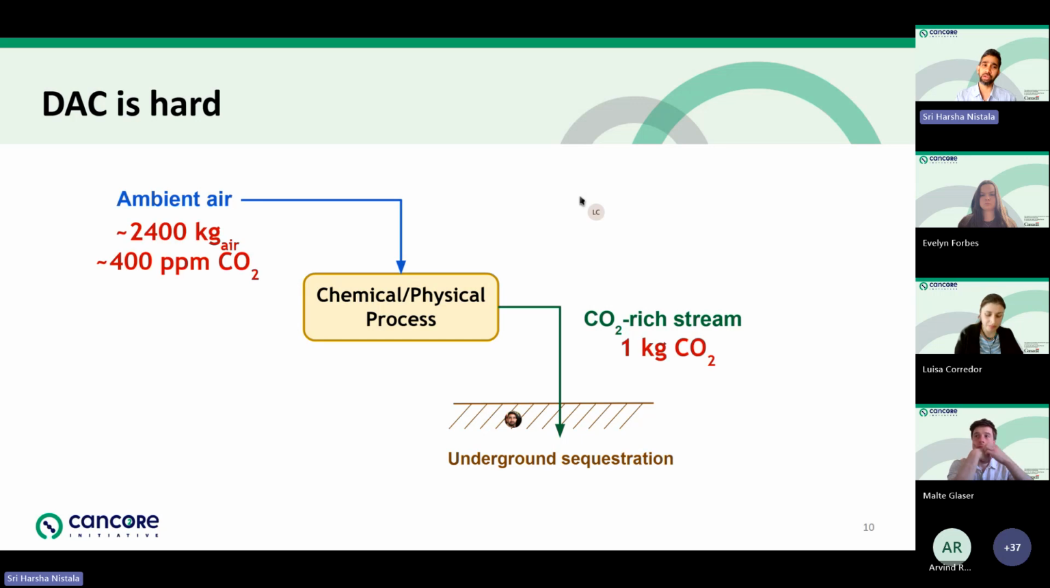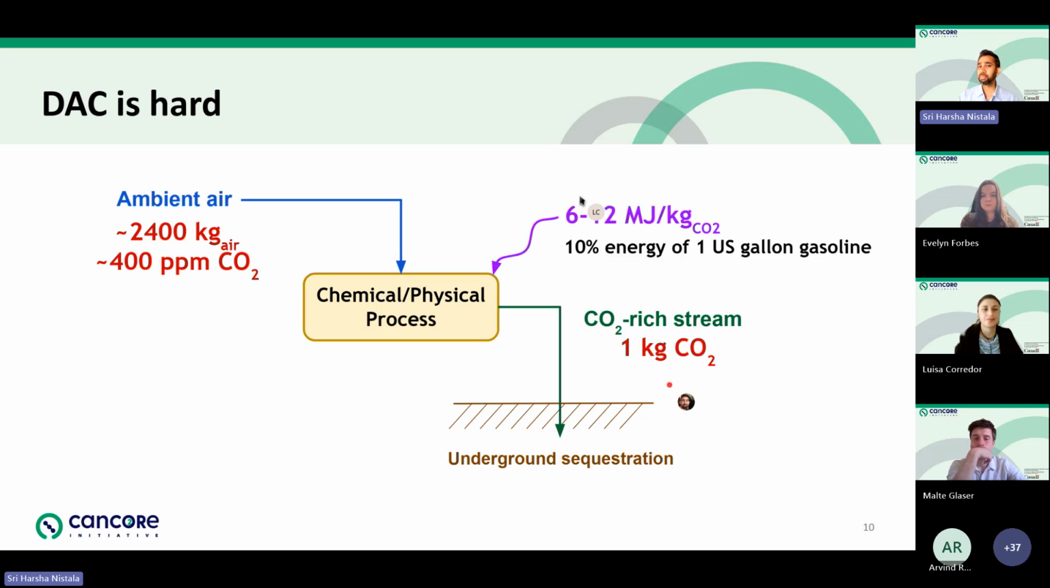Now, as we talked about just a slide ago, the key challenge of DAC is having to concentrate CO2 from a very low concentration of 400 ppm to a very high concentration. And this, as you would appreciate, involves filtering more than 2,400 kilograms of air just to capture 1 kilogram of carbon dioxide. And this comes at a significant energy penalty. Practically, we know that direct air capture processes involve energies anywhere in the range of 6 to 12 or even more megajoules per kilogram of CO2.